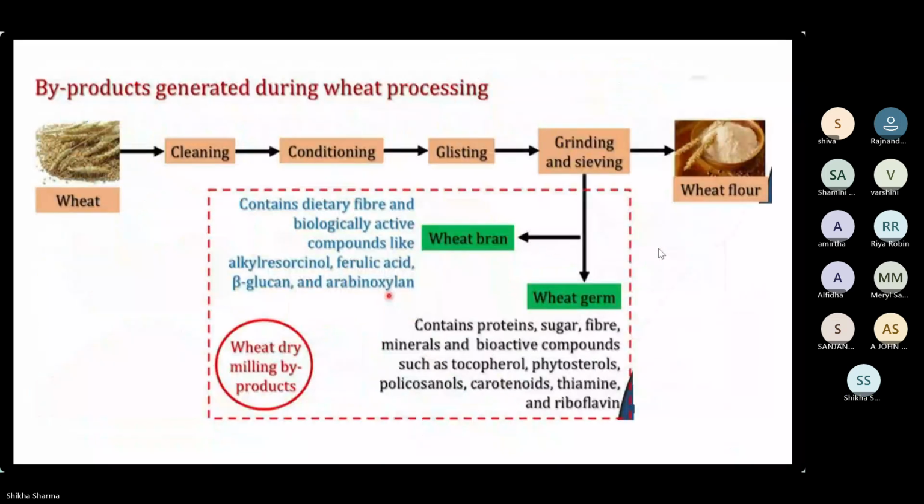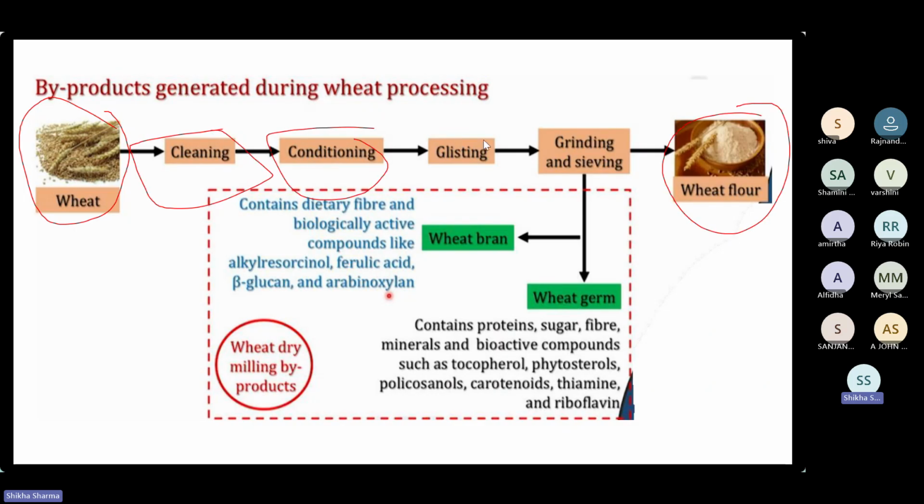So if we see here, if we are processing the wheat to wheat flour, first we need to clean the wheat, then conditioning, then grinding and sieving. So when the broken wheat is ground and sieved, the wheat bran will be removed separately and wheat germ will be removed separately, which has a high content of tocopherols and phytosterols. And wheat bran is a rich source of dietary fibers and other bioactive compounds.